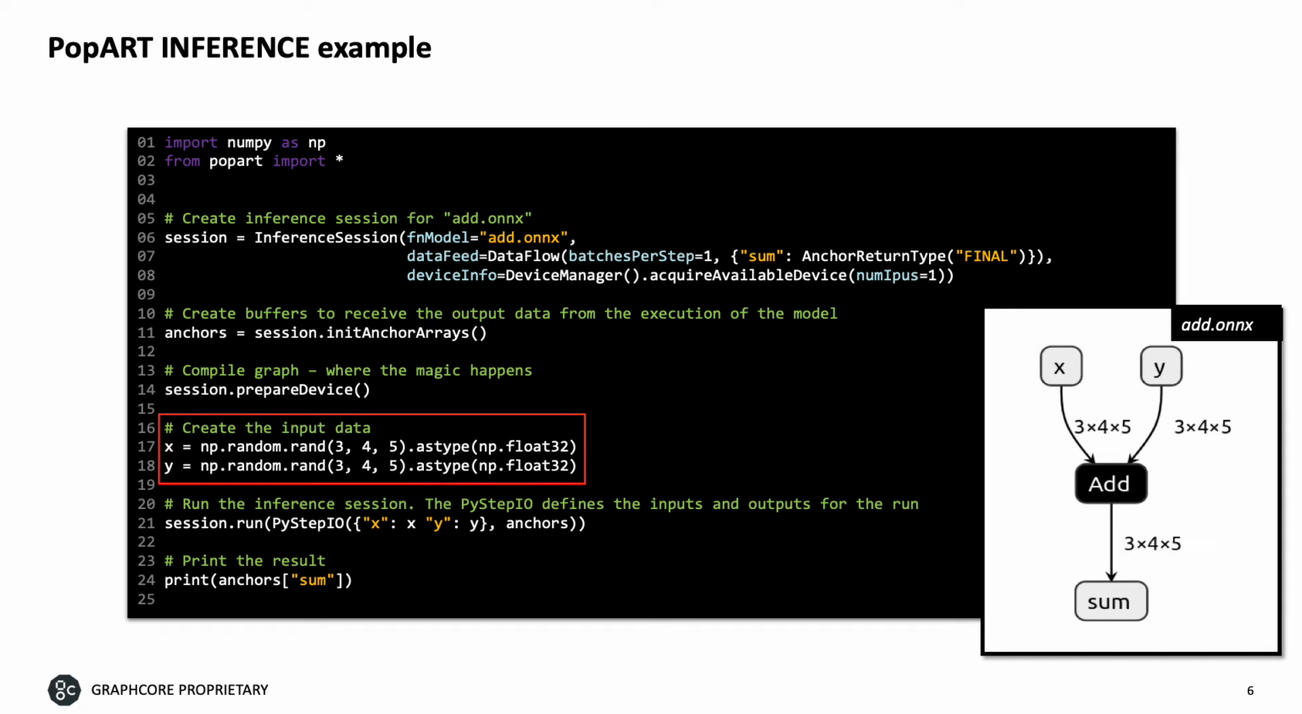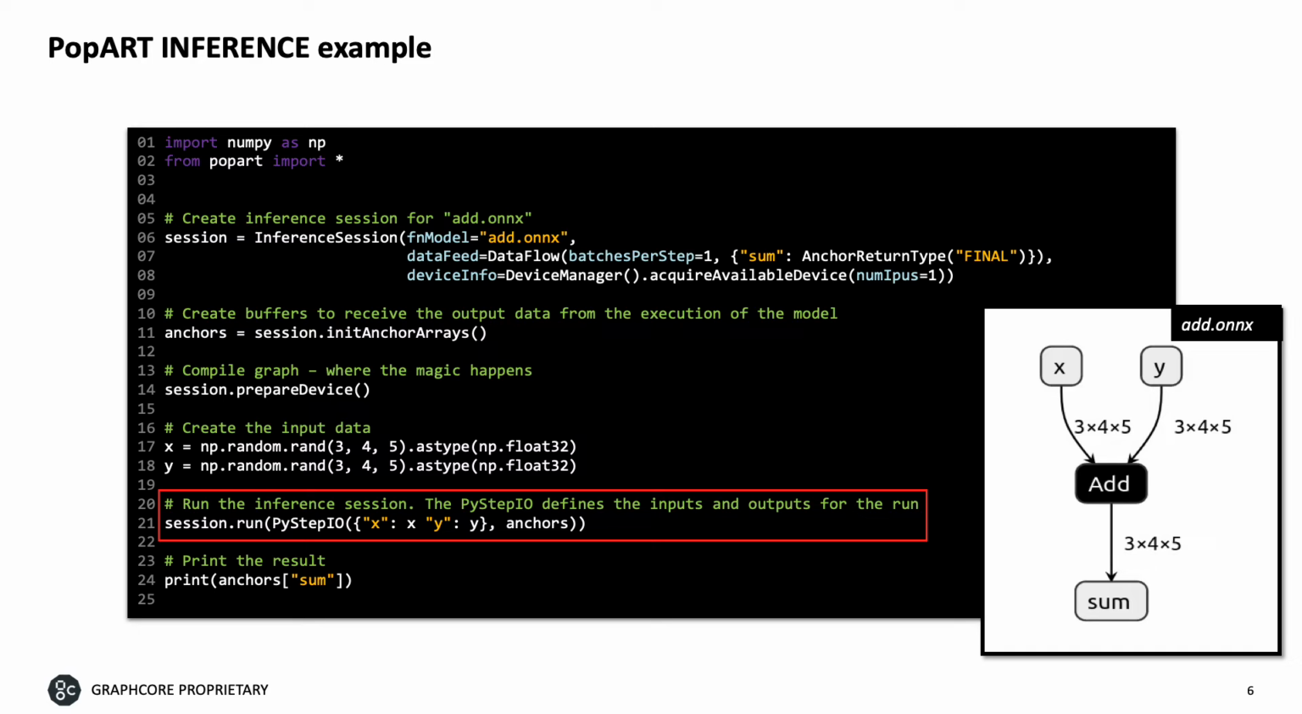Next, we create some random data. And then we invoke the session run method. We give it the py_step_io. Py_step_io is used to map the input-output tensor names with the host data buffers. That call will execute on the IPU, send the input data from host to the IPU, and finally we get the result. The result will be stored in the host buffer.